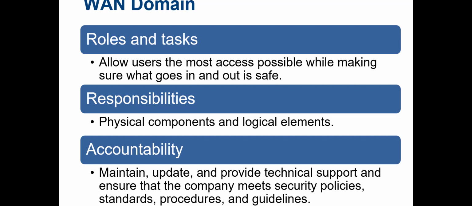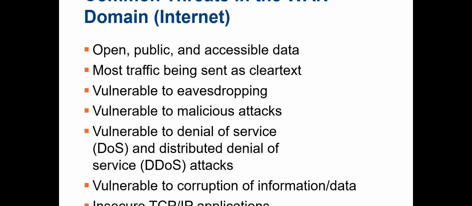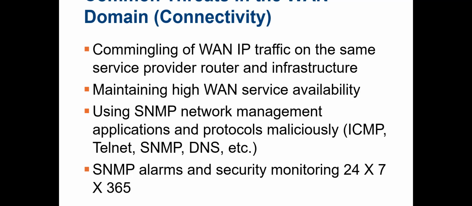Typically, the Director of IT Security ensures that the company meets WAN domain security policies, standards, procedures, and guidelines. Some common threats include open, public, and accessible data, most traffic being sent in clear text, vulnerability to eavesdropping, malicious attacks, denial of service attacks, and corruption of information and data. Also, insecure TCP/IP applications. Some other ones include commingling of WAN IP traffic on the same service provider router, maintaining high WAN service availability, using SNMP network management applications and protocols like ICMP, Telnet, DNS, and SNMP, and SNMP alarms and security monitoring 24/7, 365 days a year.